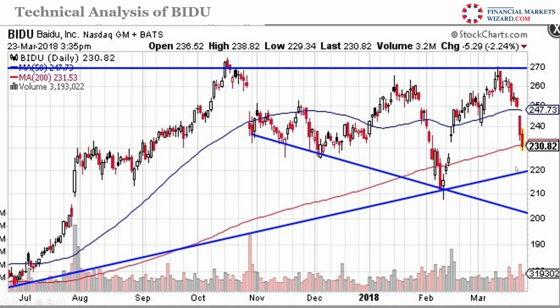So keep an eye on Baidu. It can fall to 220, and if it wants to, it can fall to 208. This level. This is the low of the hammer.